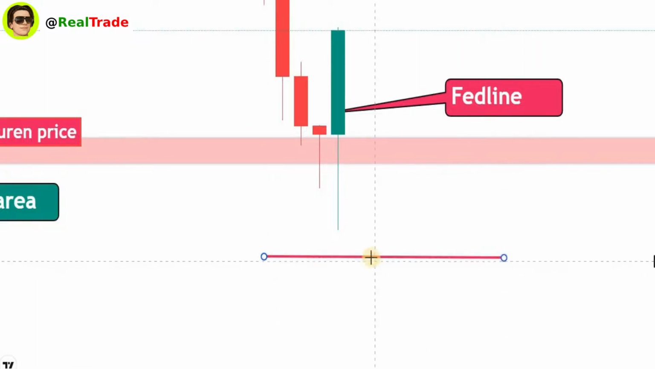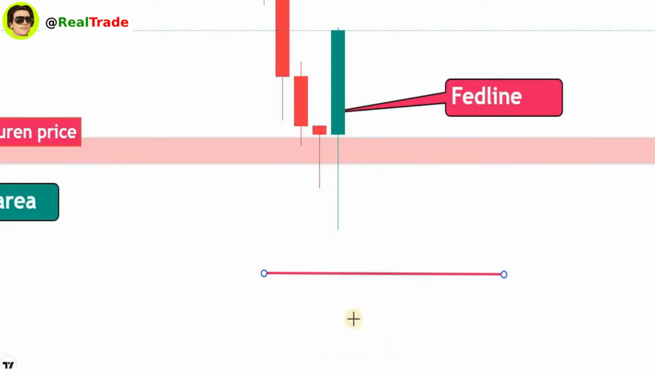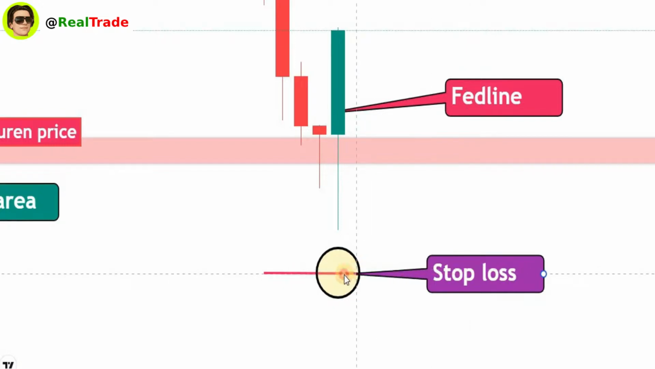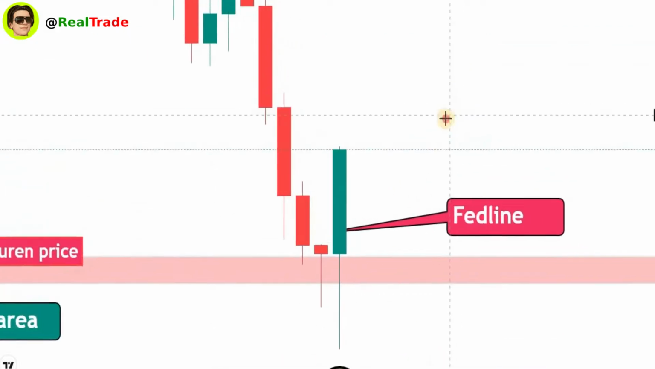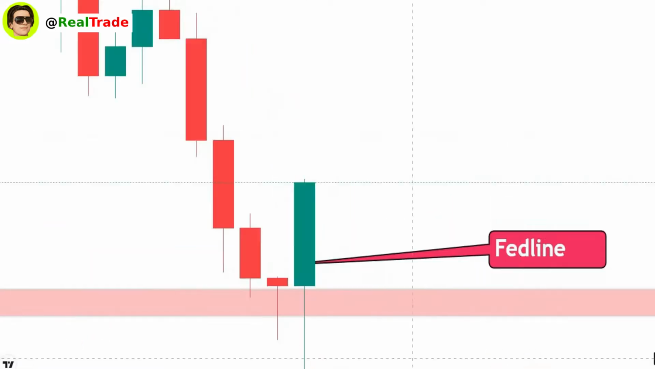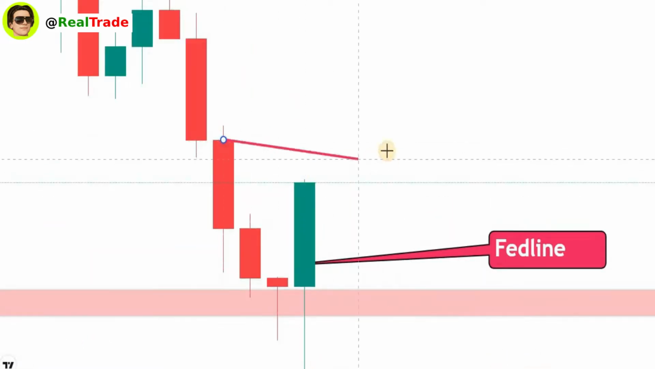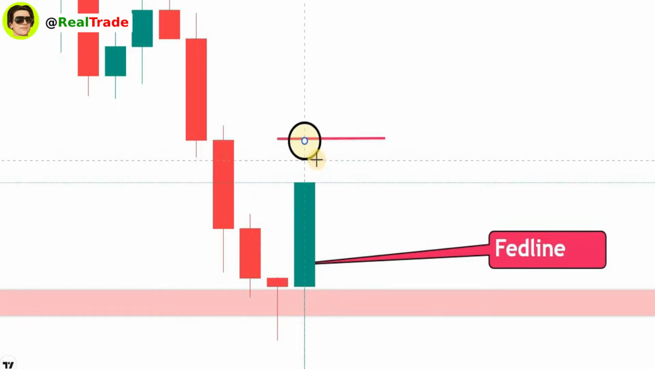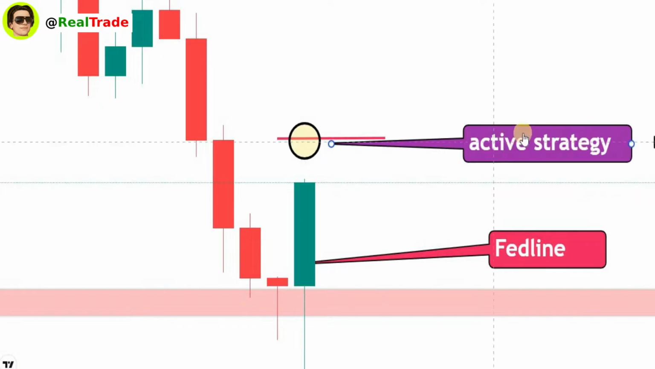End of the candle is a stop loss. Stop loss have a buffer. Yes, stop loss have a buffer. The best stop loss. End of the candle. After next Fed line active strategy. Active strategy have a buffer.